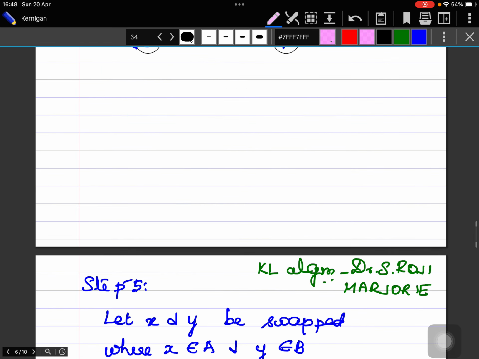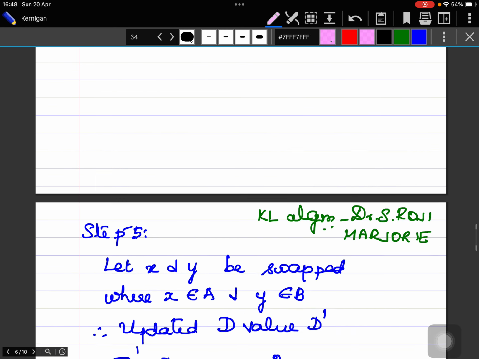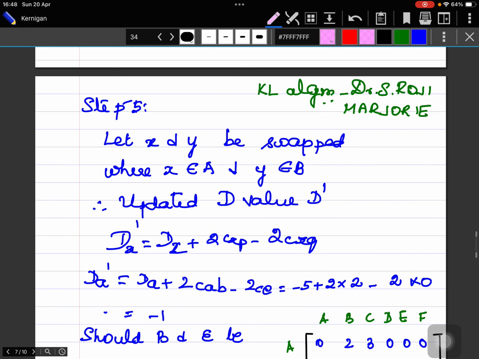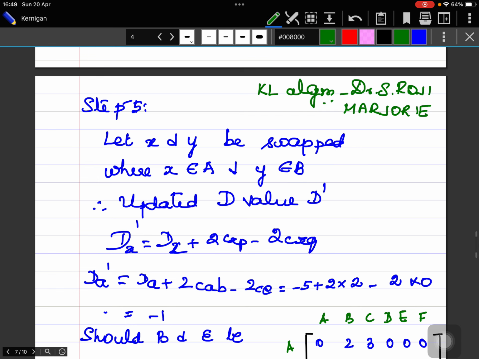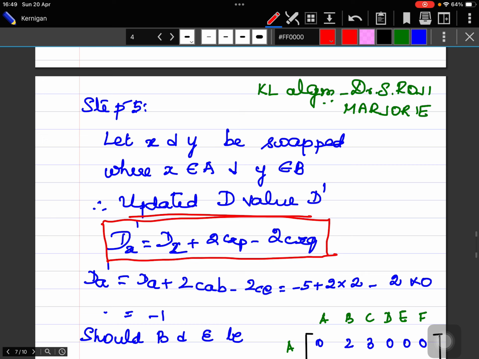Okay. Now I have swapped this. Now I have to update everything again. So it's a lengthy process, but still if you remember the formulae and the values, there's no problem at all. Now I have to update the d values. For that we use a formula: dx dash is equal to dx plus 2cxp minus 2cxq. What are p and x?